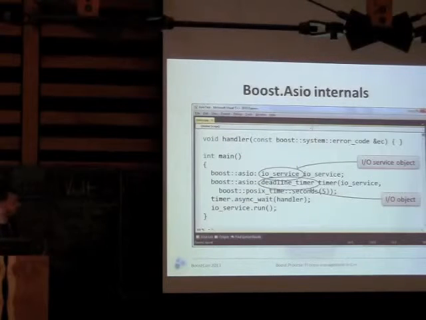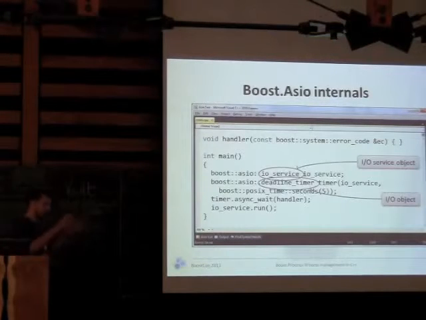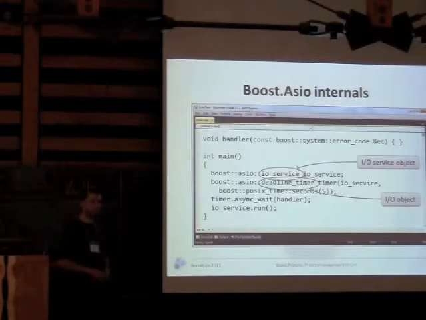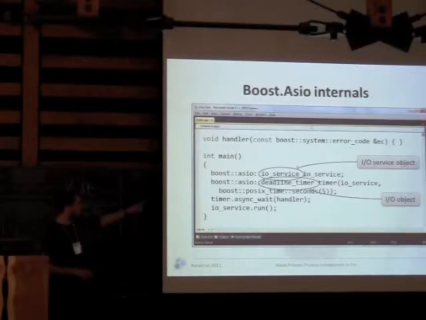If we come back to our example, we have seen that deadline timer is just one of the many classes provided by Boost.Asio. And these classes have a name, and maybe you have heard the name already on Monday. These classes are called I/O objects.